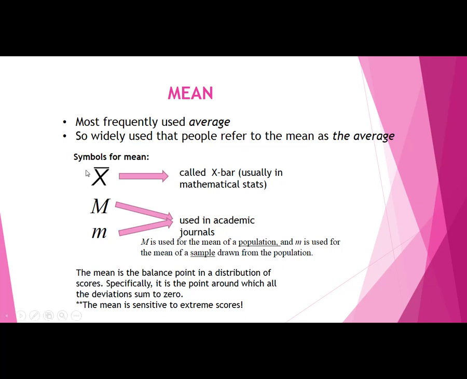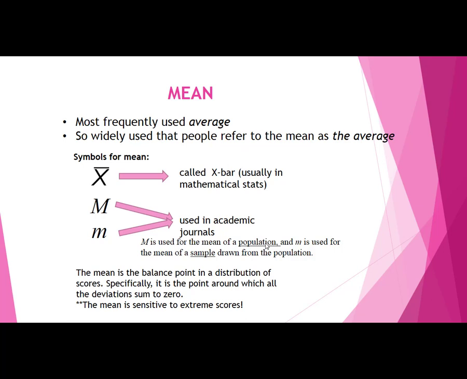The symbols for mean, you do need to know these for sure. X with a bar over it, this is usually the mathematical statistic. M, the capital M that's italicized, and then the lowercase m that's italicized is used in academic journals. Know that the uppercase is used for the mean of a population and the lowercase is used for a mean of a sample drawn from the population. Make sure you know the differences.